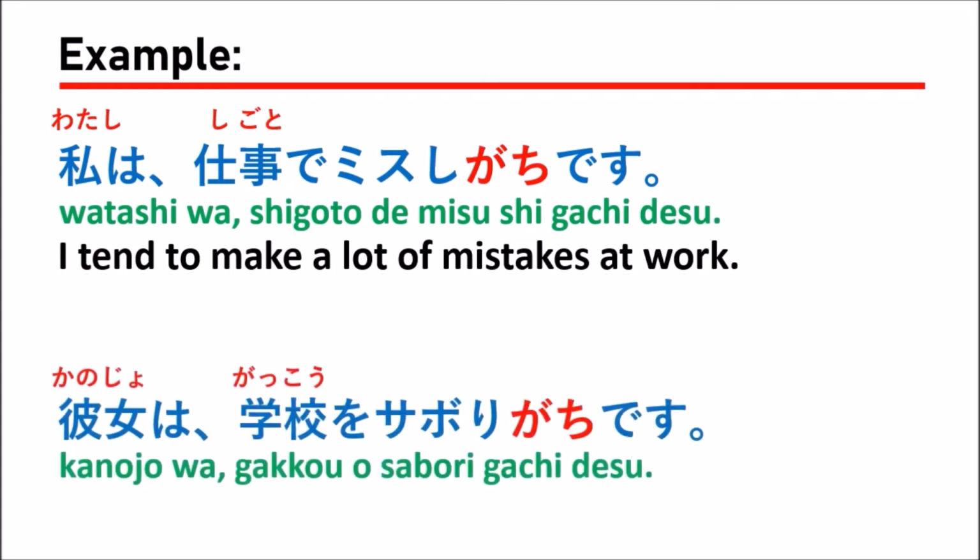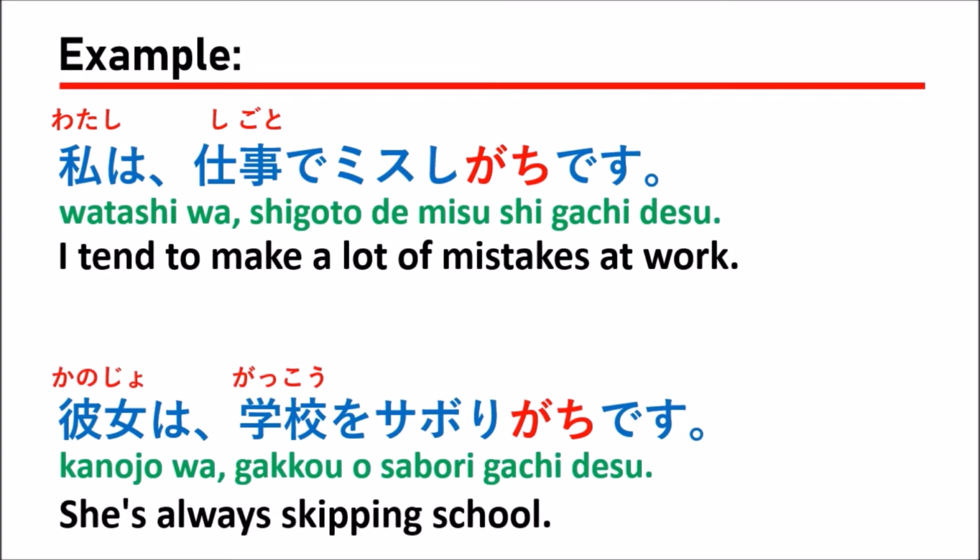彼女は学校をサボりがちです。Which means she's always skipping school. That means she often, or she is always absent from class, from school. She just goes to play, something like this.